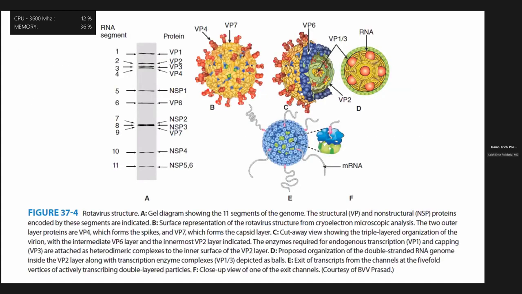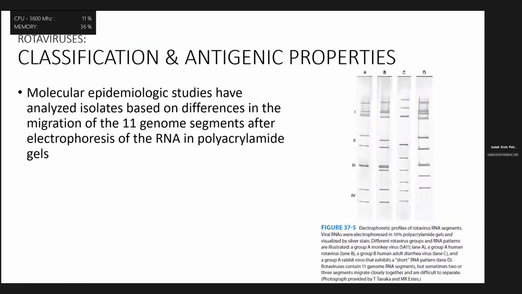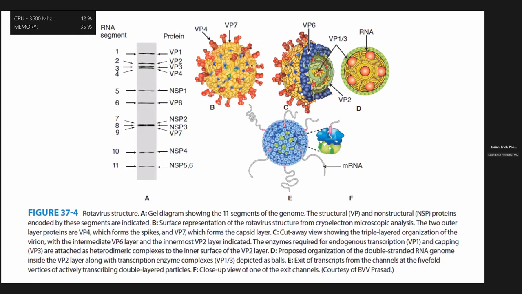For molecular epidemiologic studies, isolates have been analyzed based on differences in migration of the RNA after electrophoresis in polyacrylamide gel. These differences in electropherotypes are used to differentiate species A viruses from other groups, but they cannot be used in determining the serotypes. Here we have a figure which shows the rotavirus structure.